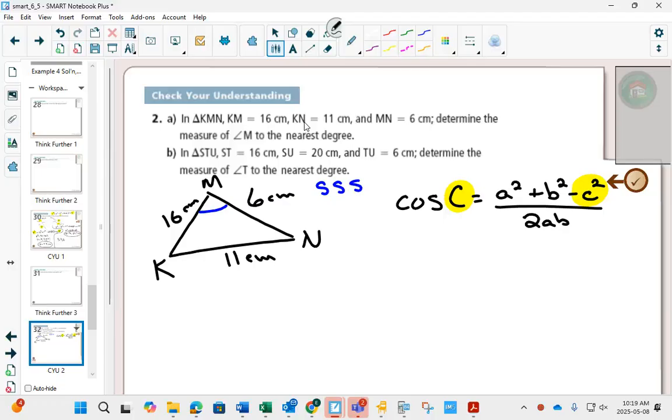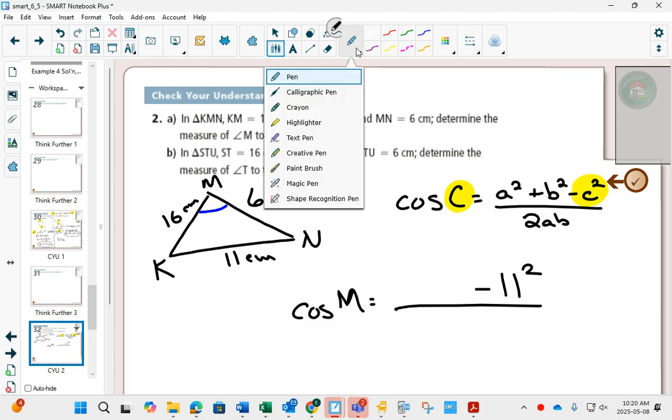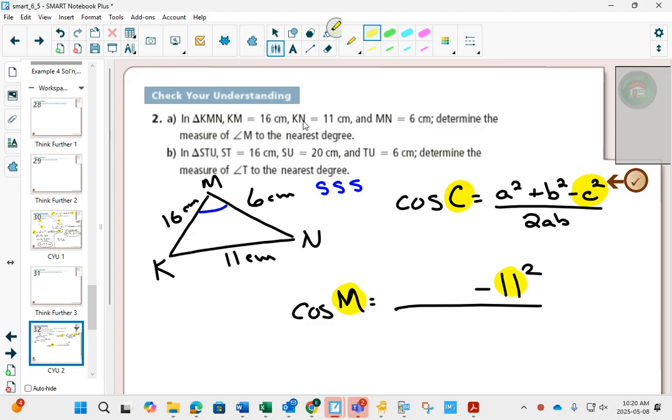And the cosine law has two different versions that are exactly the same, but we use this version when we're finding an angle. So if I want to find angle M, I would write cos of M. And on this side, the very first thing I'm going to make sure I write down is that the 11 squared is opposite the M. That has to be what's subtracted. Then what I use for the other ones, doesn't matter which one I do first.